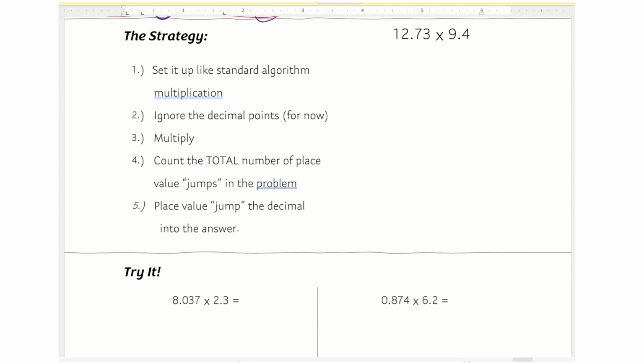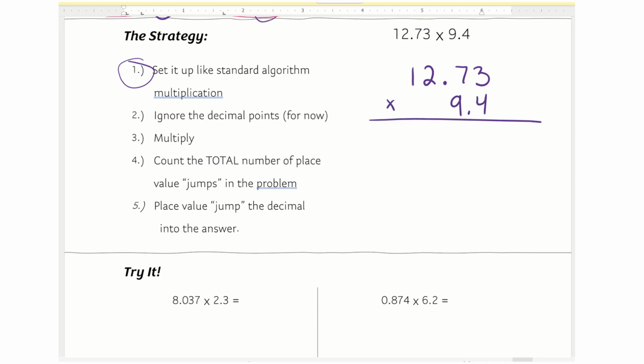So the strategy is really similar to the way we were doing our math for skill 6.1. First, we're going to set it up like standard algorithm. So I have this problem here, 12 and 73 hundredths times 9 and 4 tenths, and I'm just going to set it up. 12 and 73 hundredths times 9 and 4 tenths.